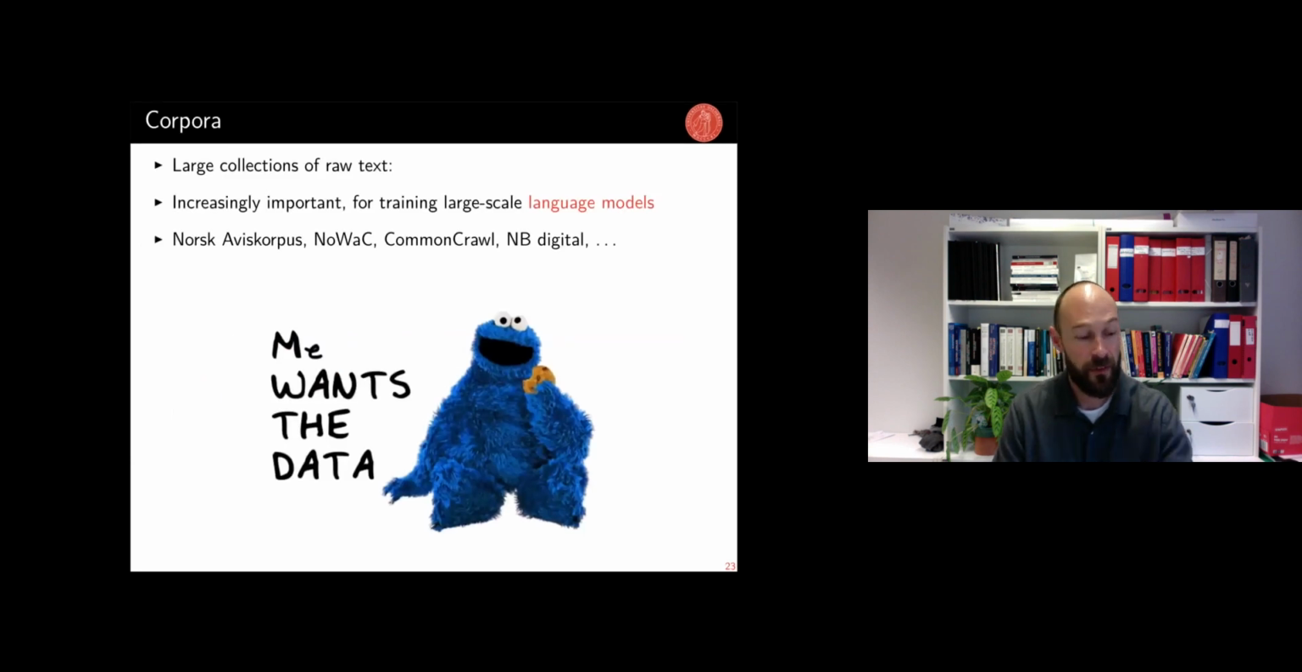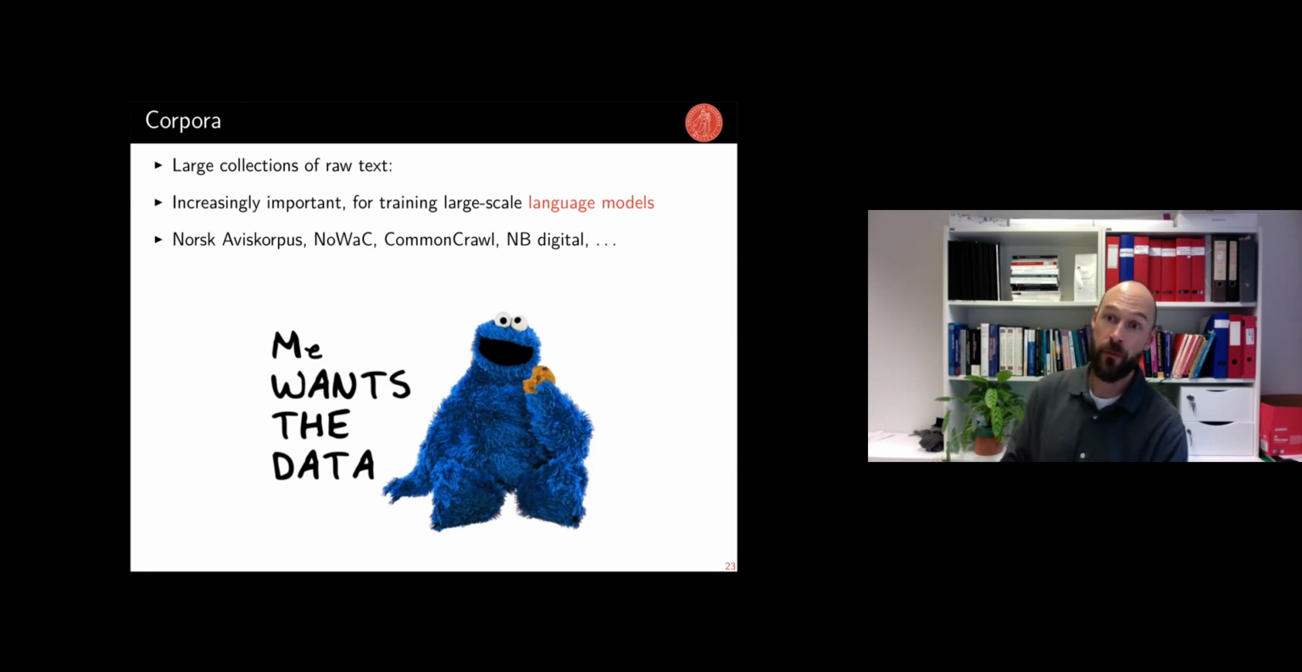Getting close to the end here. I'm starting to run short on time. I'm soon done. One final thing in terms of resources that I wanted to mention is corpora. So basically just large collections of raw texts. And this is getting increasingly important, given the central role of these language models that are trained on simply raw text. So we need large corpora to train good language models. And luckily we have quite a few at this point.